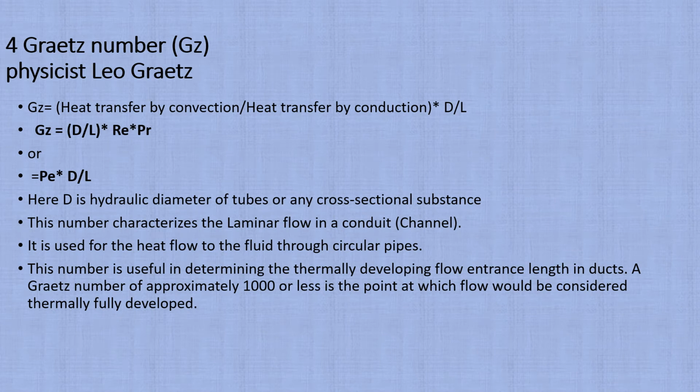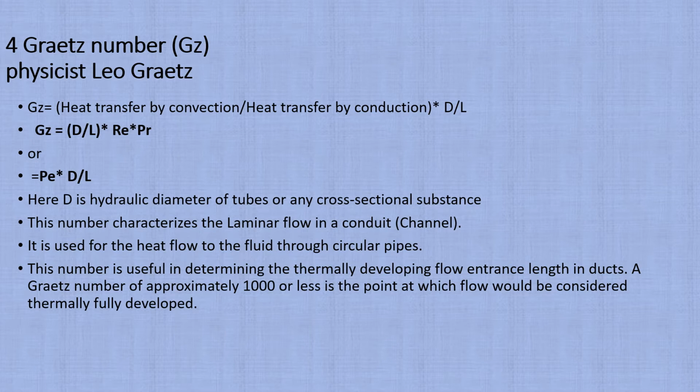Continuing from the last video, the fourth number is Graetz number. Graetz number is equal to the heat transfer by convection to the heat transfer by conduction into D divided by L. Mathematically, it is equal to D divided by L into Reynolds number into Prandtl number. So the second form of Graetz number is Peclet number into D by L. As we know, Reynolds into Prandtl is equal to Peclet number.